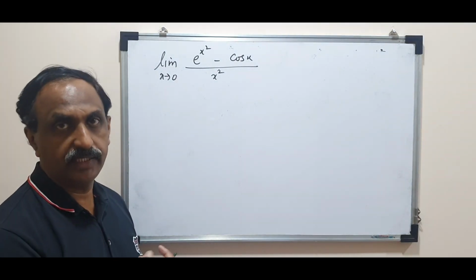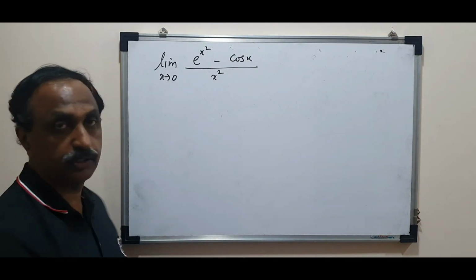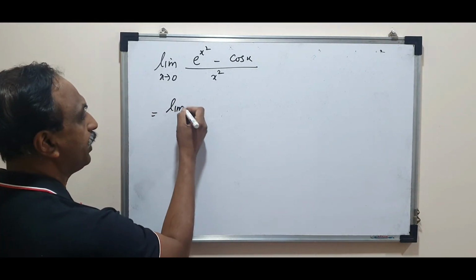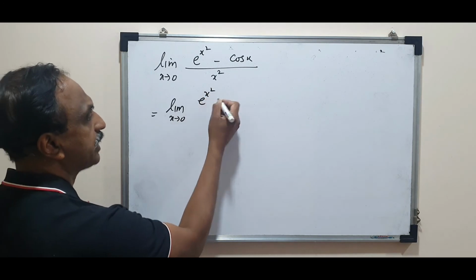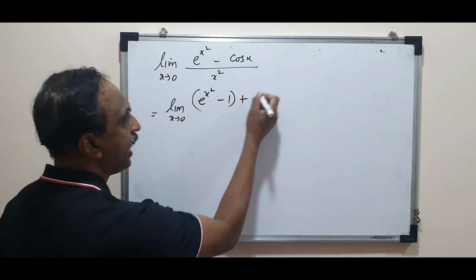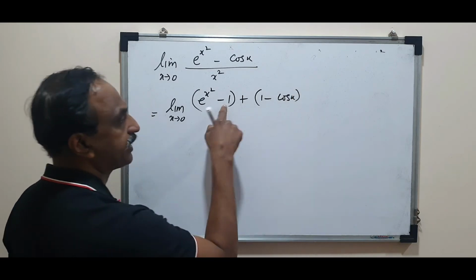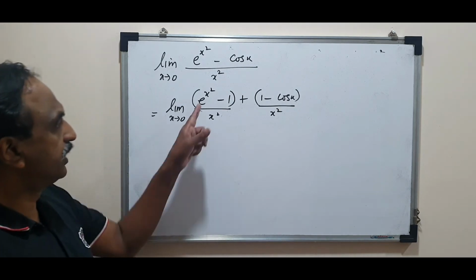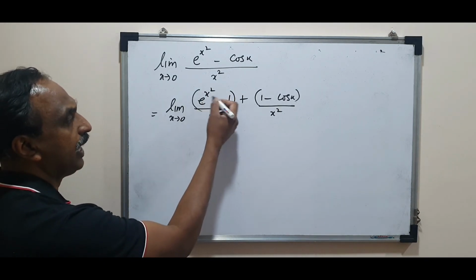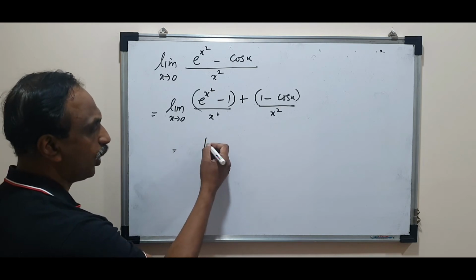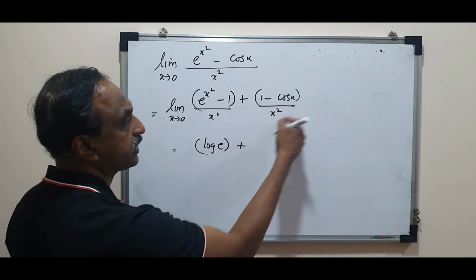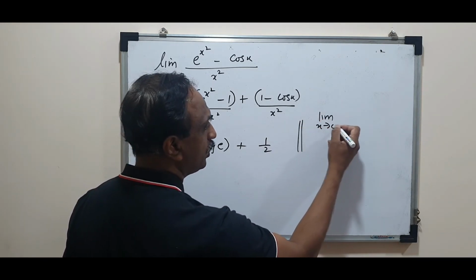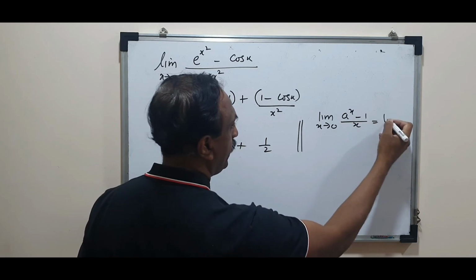The problem can be done either by the derivative method. If you are doing the derivative method, you need to differentiate 2 times. So better than that, just in one step you can complete the problem by just subtracting 1 and adding 1, upon x square. This is the perfect formula, a raised to x minus 1 upon x. So this is log e, and this is half, because we have 2 formulas here. Limit x tending to 0, a raised to x minus 1 upon x is log a.